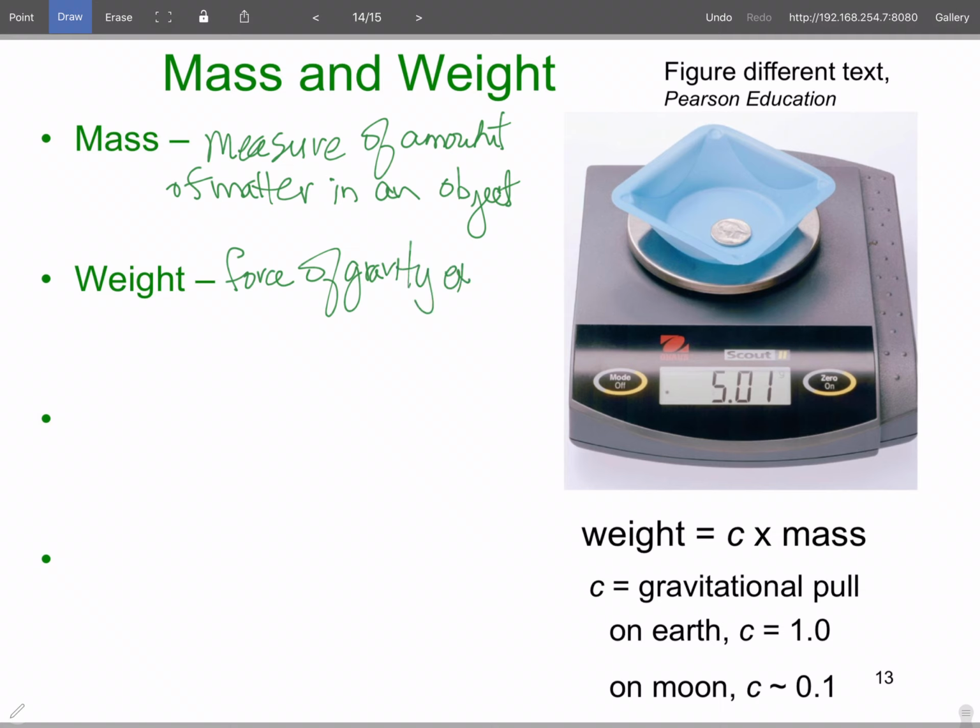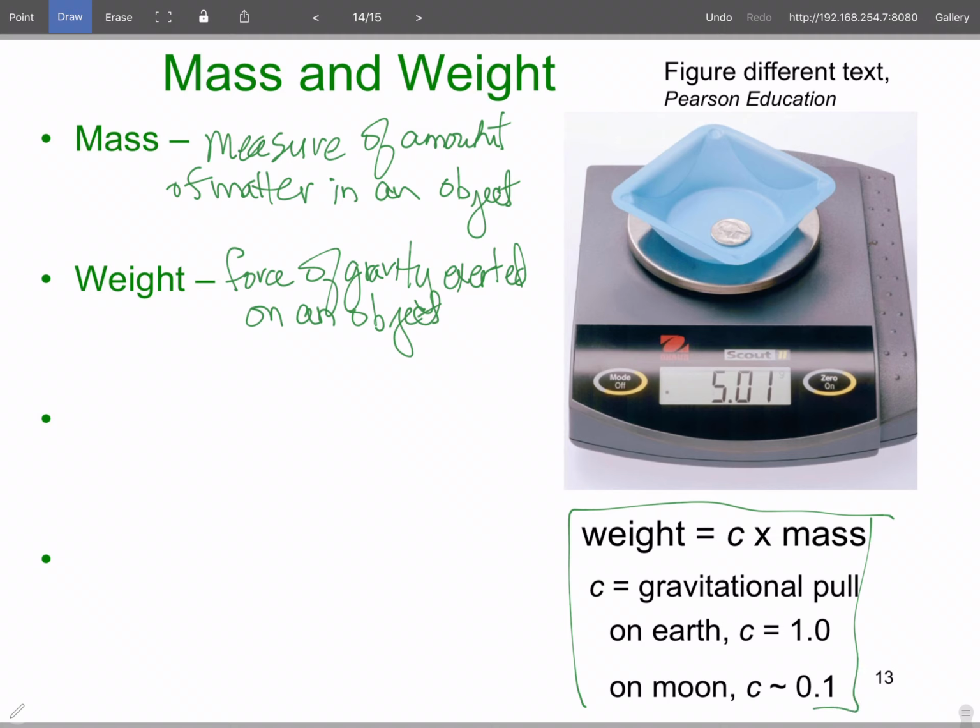Exerted on an object. And so it's one of those things. On Earth, mass and weight are the same thing. But if you were to go to the moon, then your mass and your weight would not be the same. The gravity is much less, so you would have the same amount of mass, but your weight would be much less because here's where weight is.